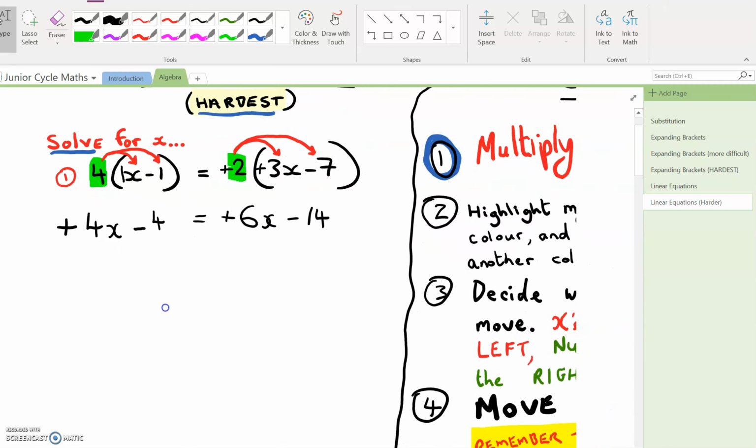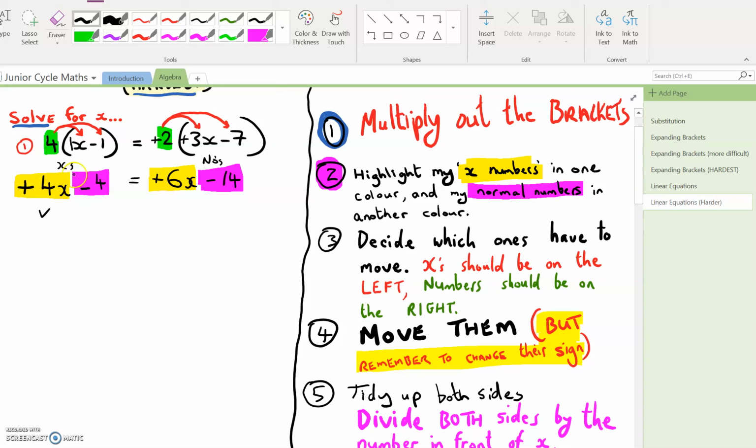Decide which ones have to move. Well, x's should be on the left. So over here I should have x's. And over here I should have numbers, because numbers should be on the right. So what needs to move? This is an x number, so that's okay. This is a number. This should not be here. This should be over here. So I'll have to move that.